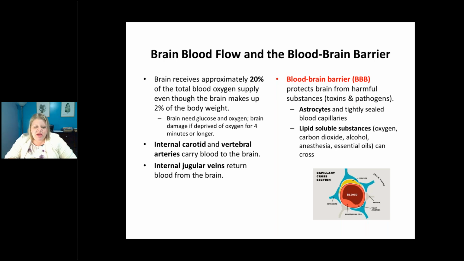So the brain needs a lot of glucose or sugar and oxygen to do what it needs to do. And you have pathology when neither of these things can gain access to the brain. The brain will develop severe damage if it's deprived of oxygen for 4 minutes or longer. The brain receives the blood supply through the internal carotid artery and the vertebral arteries that carry the blood to the brain. And then the blood is returned back to the heart through the internal jugular veins.